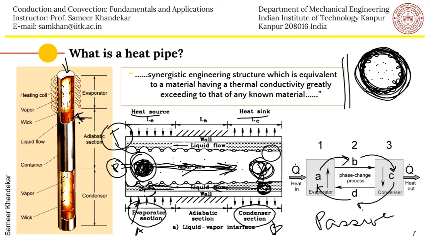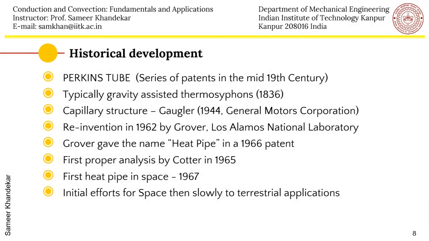Just to give you a brief background, the historical development of heat pipe, before we take up more examples of the modern day industrial usage, a series of patents were filed by the Perkins family, which were structures similar to a heat pipe. We'll talk about it a little later. They were called thermosiphons. They didn't have any wick structure and they were only operated by gravity.